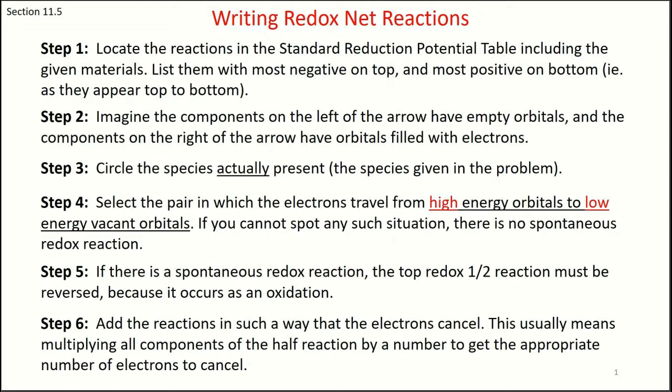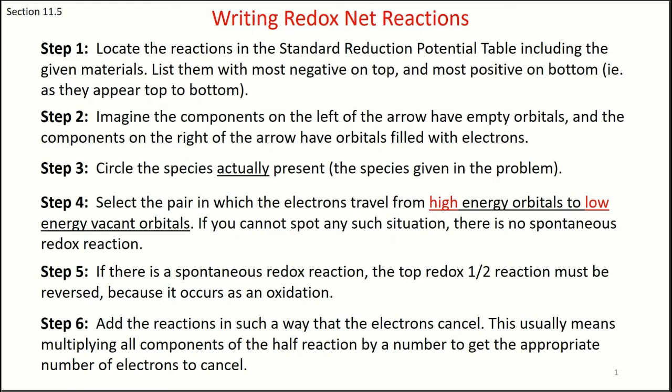In step 5, assuming we have identified that we have a spontaneous redox reaction, of the 2 reactions written, we need to take the top reaction and reverse it. And that is because the top listed reaction is the reaction that will occur as an oxidation. When we are looking at reactions in the standard reduction potential table, those are written as reductions. So we will need to flip this top reaction to show it occurring as an oxidation.